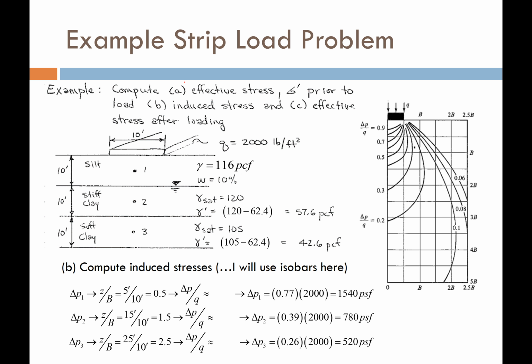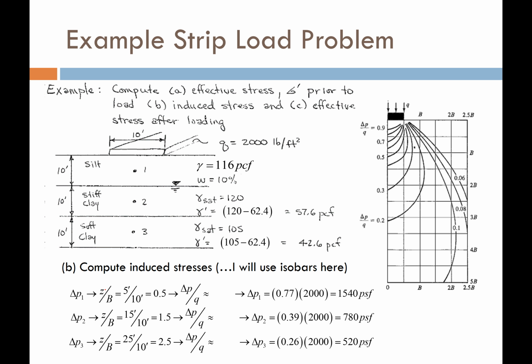Now that I have the effective stresses prior to the load, again, those are the geostatic stresses, I want to compute what the induced stresses are from my strip footing. In order to do that, I'm going to use the Boussinesq solutions for a strip footing. I'm going to use this isobar chart right here. I need to compute the ratio z divided by B for every single one of my points, point 1, point 2, and point 3.